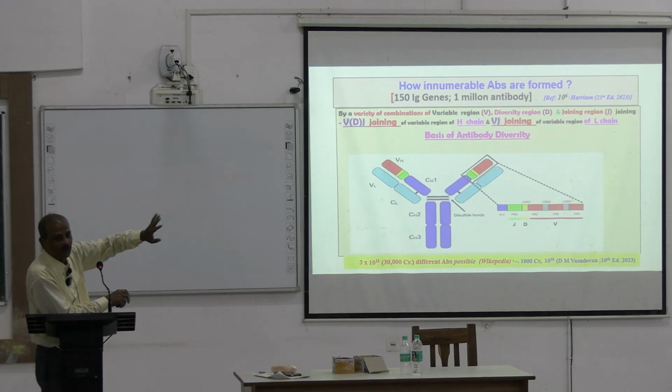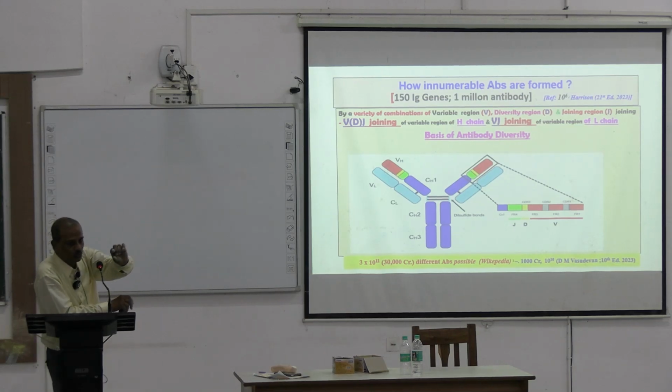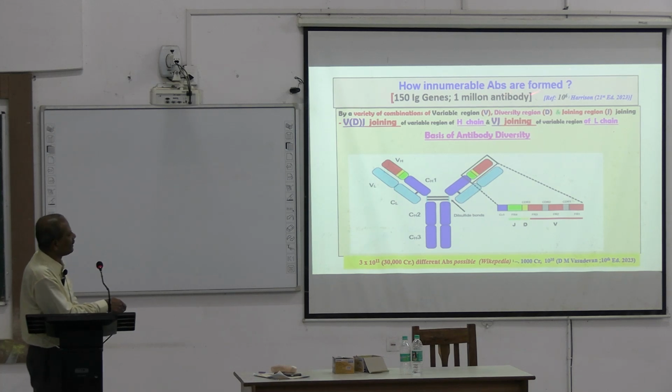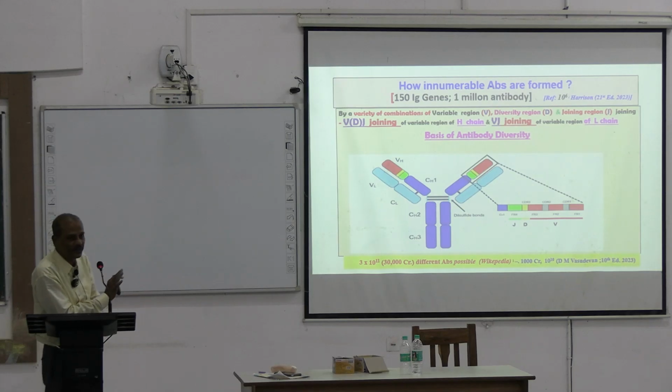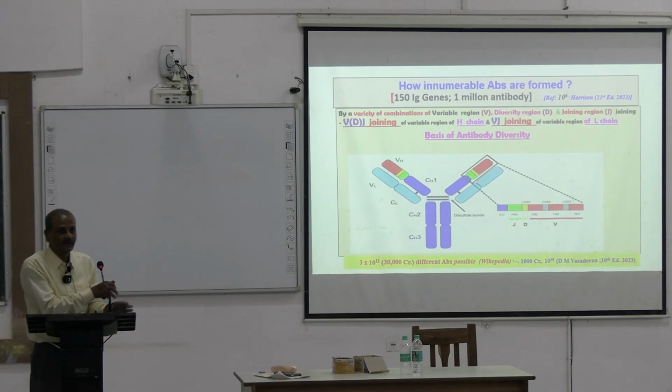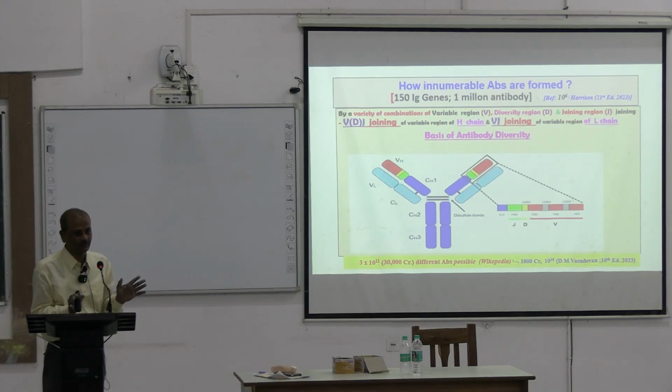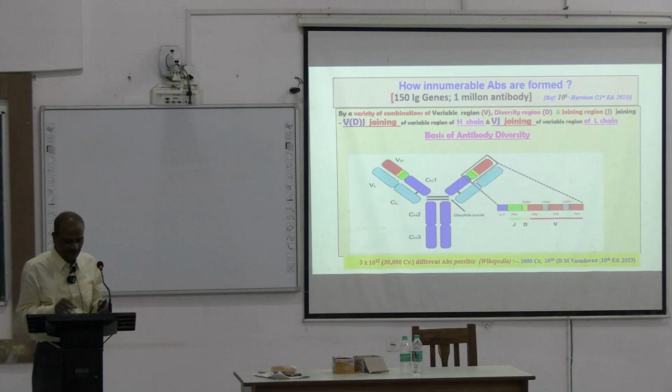This part, and the second slide only. These 2 to 4 lines will be there. So how are innumerable immunoglobulins formed? We write down there are about 150 immunoglobulin genes, basically variable region genes, and almost 1 million antibodies are produced. It's basically by a variety of joining of the VDJ region.